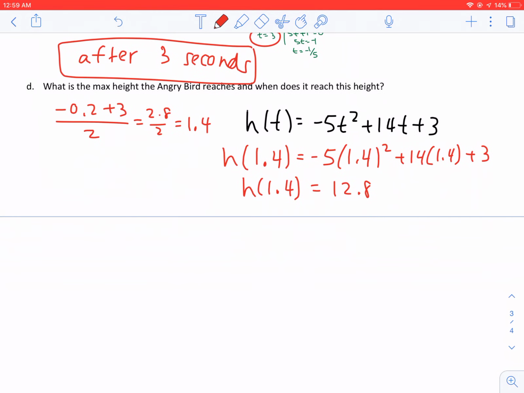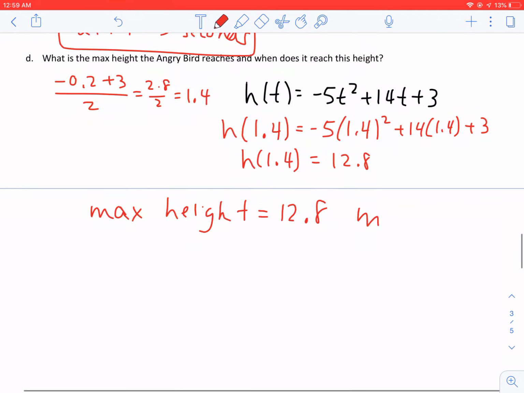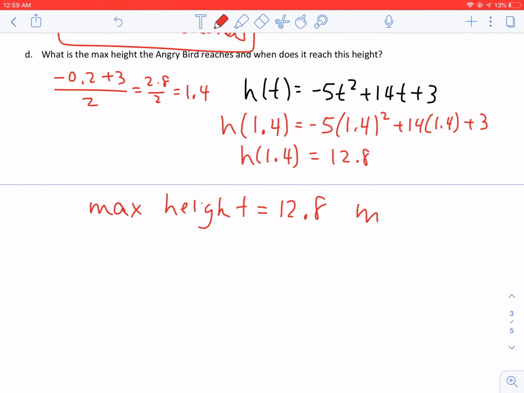So what is the max height? The max height is equal to 12.8 meters. And when does it reach the max height? It reaches it at 1.4 seconds.